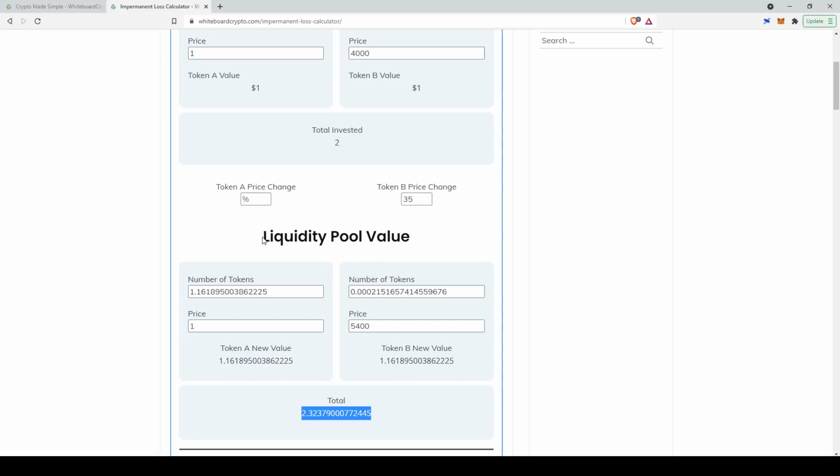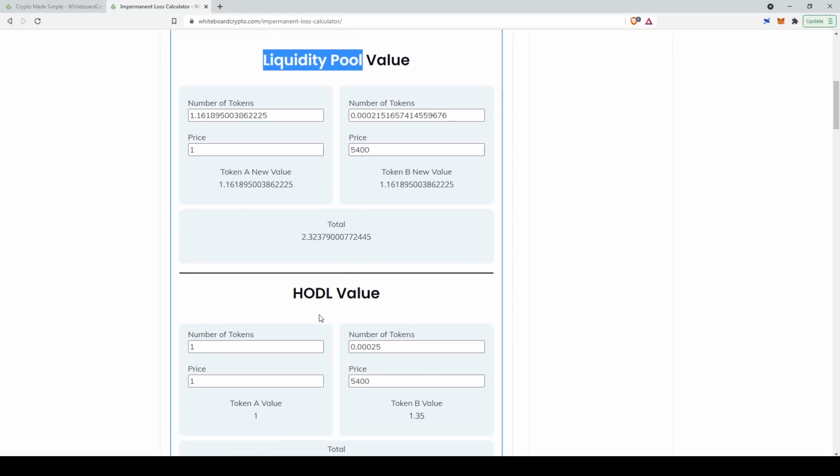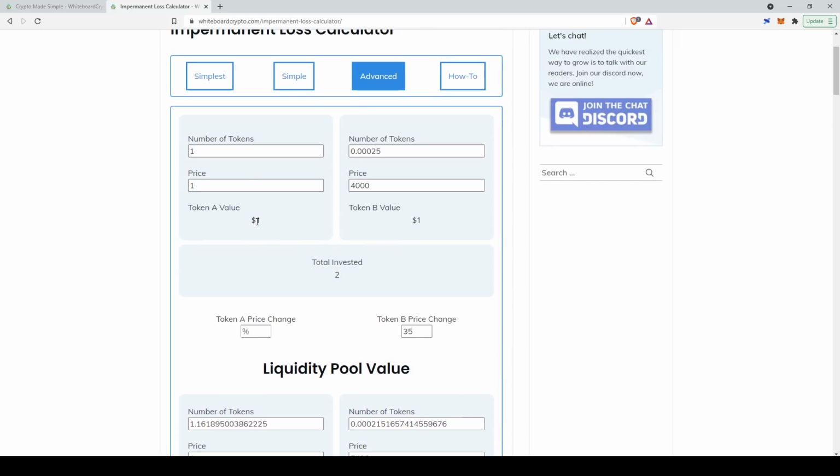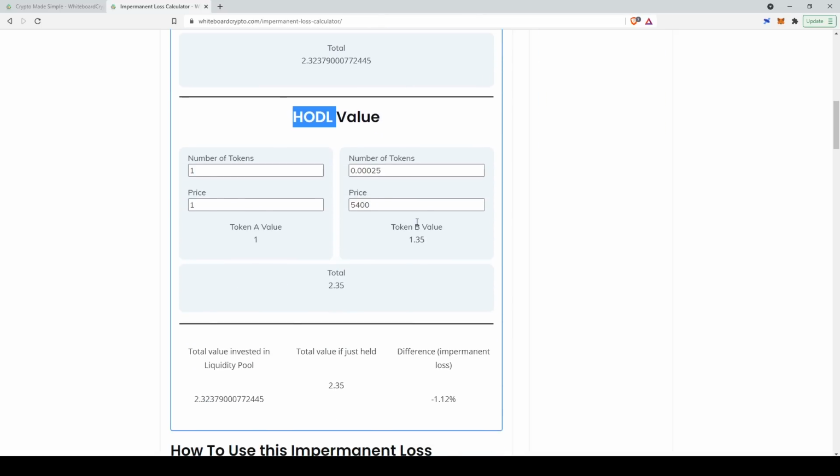However, this is if you had provided liquidity to the liquidity pool. If you had instead just held on to your two tokens up here, your $1 of stablecoin and your $1 of Ethereum, you would now have $2.35 because a stablecoin would be the same, but the price of Ethereum would have gone up, raising your value of that token.